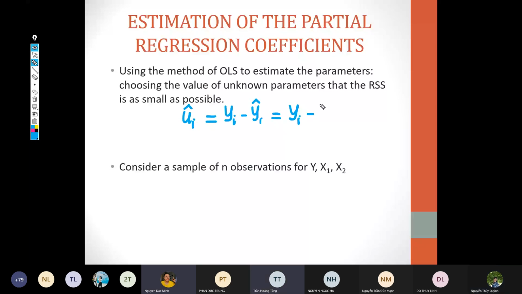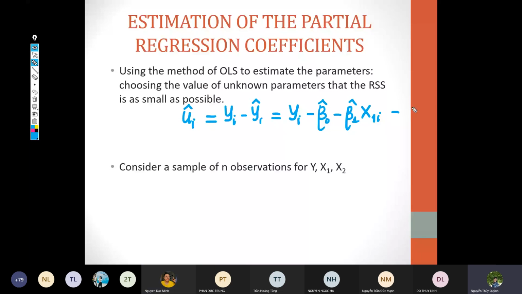y_i hat is equal to beta 0 hat, minus beta 1 hat x1i, minus beta 2 hat multiplied by x2i. Okay, so this is our residual u_i hat.